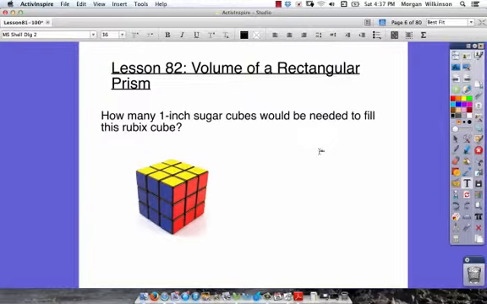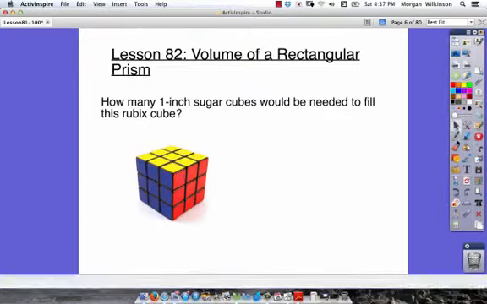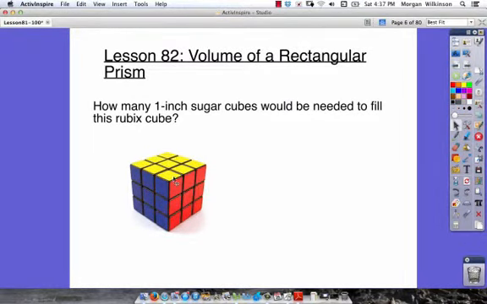Now a Rubik's Cube is made up of faces that are like squares, and a square is just a special type of rectangle. So how many 1-inch sugar cubes would be needed to fill this Rubik's Cube? This is a nice picture to look at because you can see on top, if we use our arrow button, that there's one piece that makes up our Rubik's Cube here.